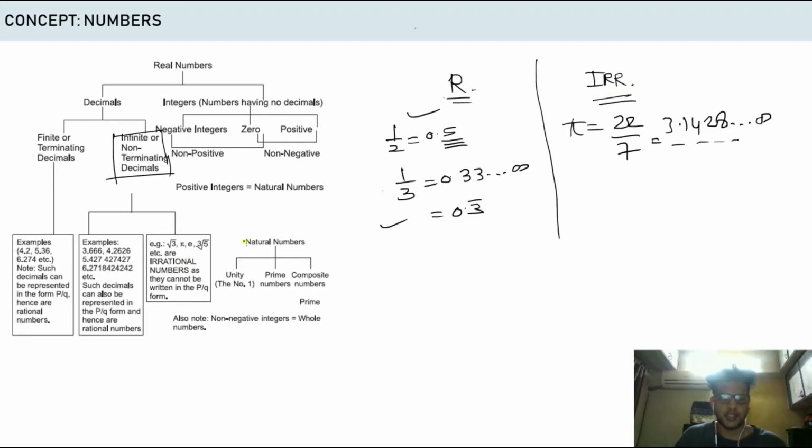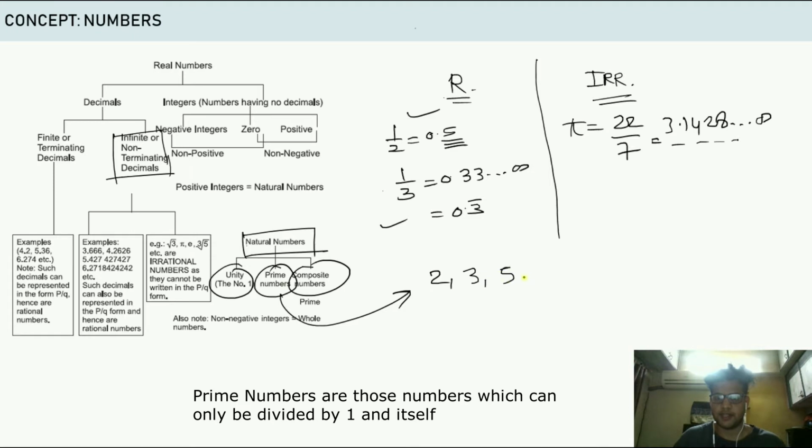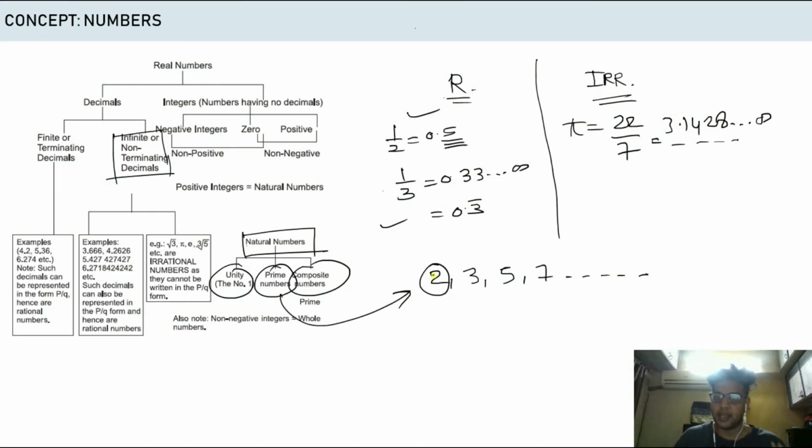So let's focus on the natural numbers. Natural numbers can be segregated into composite numbers, prime numbers, and the unity, that is the number 1, because 1 is neither prime nor composite. Let's talk about prime numbers, the most important numbers from the exam perspective. The prime numbers start from 2, 3, 5, 7 and go on. The smallest prime number is 2, and it is also the only even prime number. All the other natural numbers except the prime numbers, and 1, are called composite numbers.